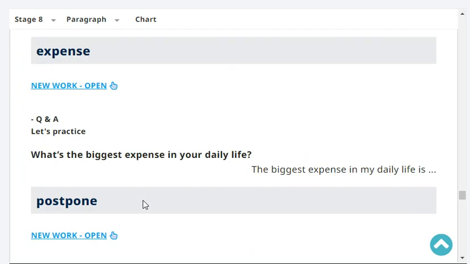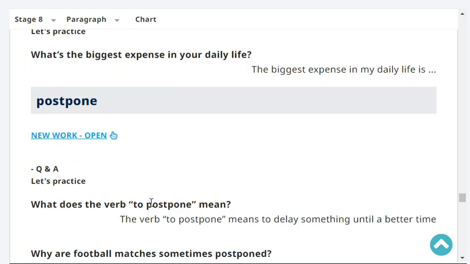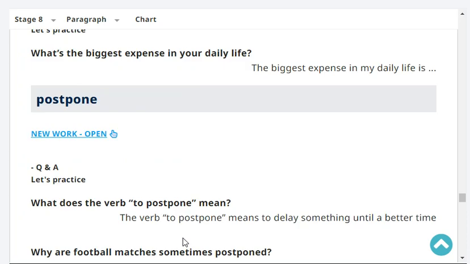What's the biggest expense in your daily life? The biggest expense in my daily life is food. Very good.